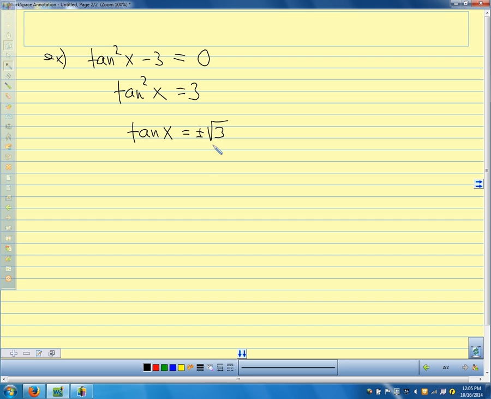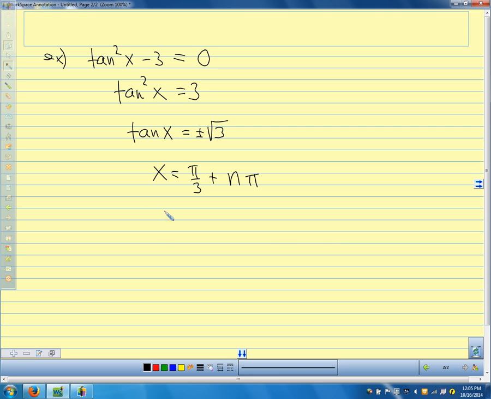All right, so then we say, where on the unit circle is tangent x equal to positive or negative square root of 3? Pi over 3. And because the period of tangent is pi, we don't add multiples of 2 pi, we add plus n pi. Period of tangent is pi. Same thing with cotangent, we add n pi.